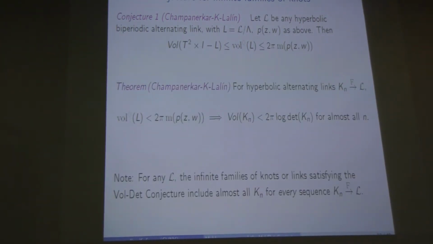Okay, so now, if this is a strict inequality, so if the bipyramid volume is strictly less than 2 pi times that Mahler measure, then we get the Vol-Det conjecture for almost all n. And in fact, we get these infinite families satisfying the Vol-Det conjecture for almost all n, for every sequence that Følner converges to the biperiodic link. So you get many, many infinite families satisfying this Vol-Det conjecture.